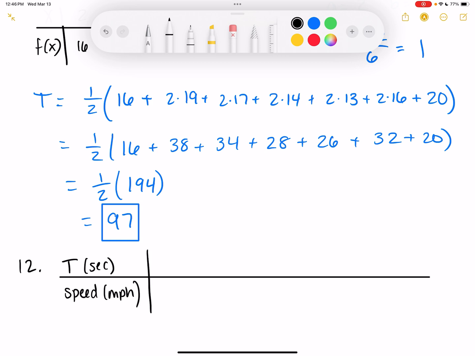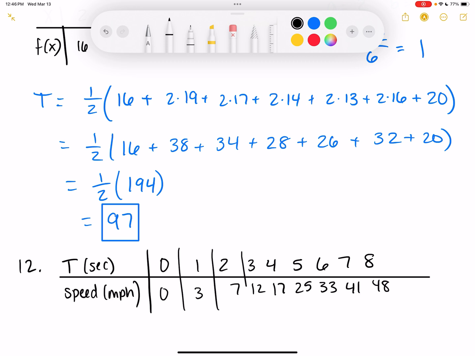So 0, 1, 2, 3, 4, 5, 6, 7, 8. And then 0, 3, 7, 12, 17, 25, 33, 41, and 48. Those are kind of smushed together, but I'll do this so you can see it. Not my best table, but it's fine.